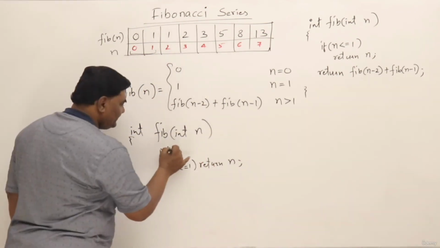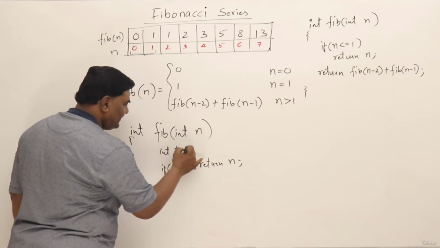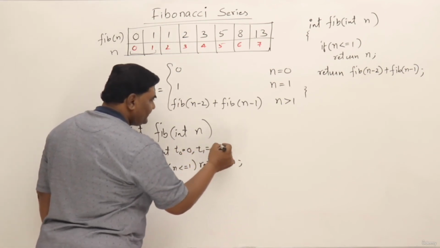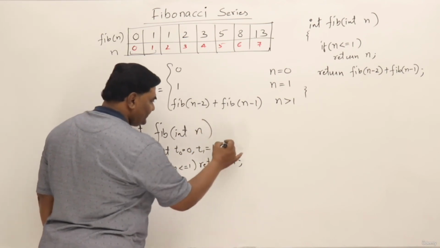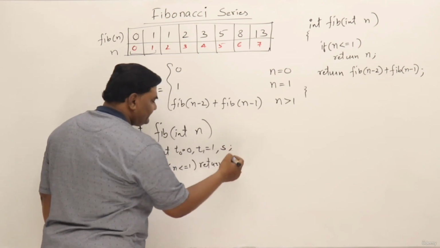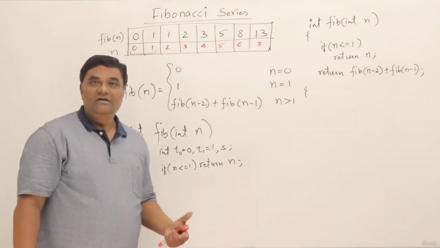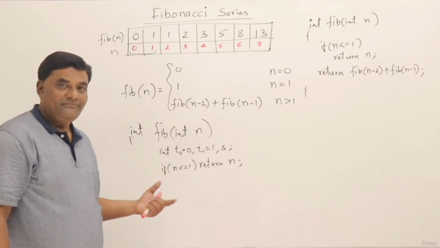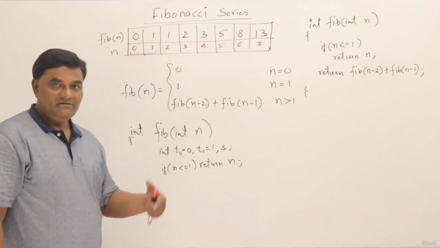Otherwise, I need two terms to add them one by one. So integer term 0 is 0 and term 1 is 1. And also I have to add the values. So for addition, I will take sum s. So I have three variables. Now using these three variables, I will write down a loop for finding out the nth term.